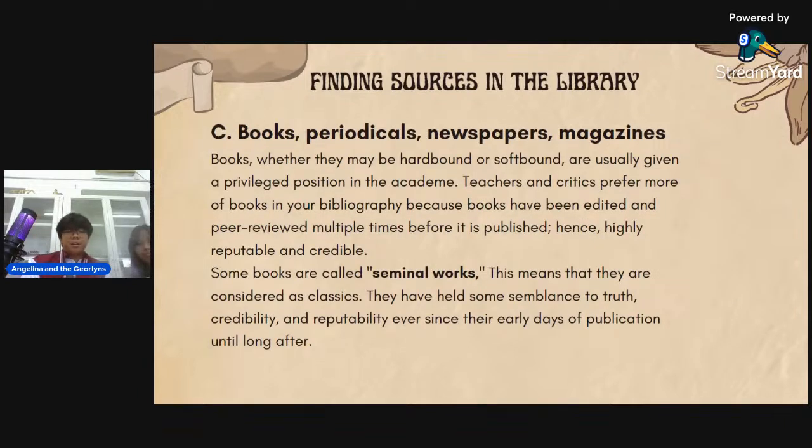So books, periodicals, newspapers, magazines. When there's no perfect source that you want to find on the internet, take the information from books, newspapers, magazines, etc.